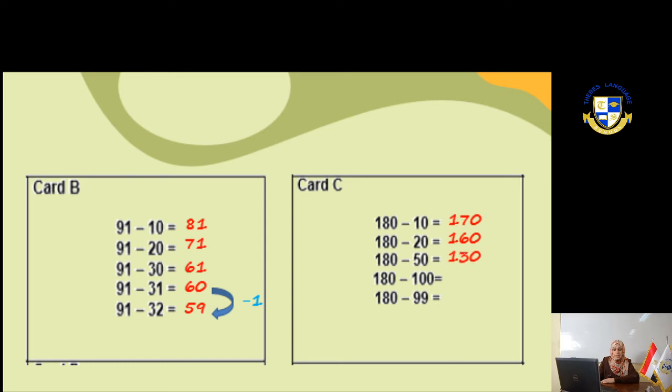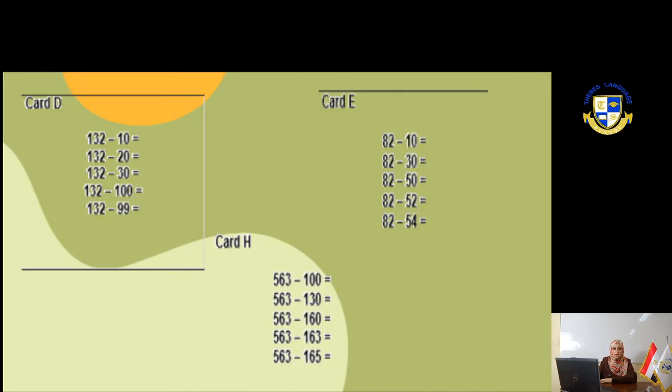What about 180 minus 100? You have 100, tens and ones, and 100, tens and ones. Ones and ones, 0. Tens and tens, 8. 100 and 100, 1 minus 1 equals 0, so you have no 100. Okay, 180 minus 99: 100 is smaller than 99 by 1, so you take the answer 80, plus 1 equals 81. In the last slide, you have cards D, E, and H, to solve in the same way.